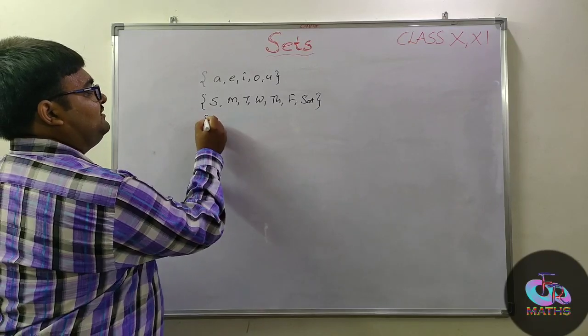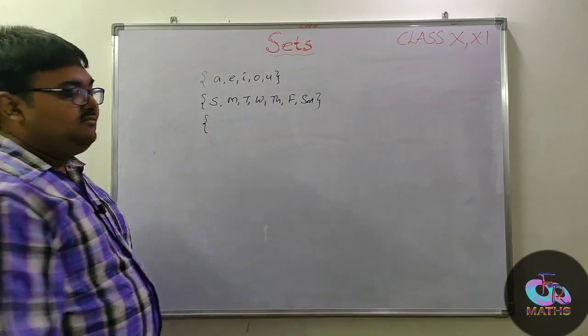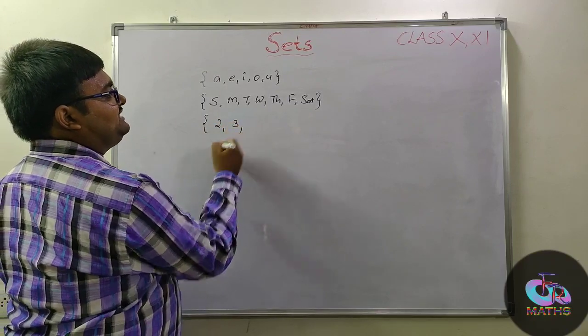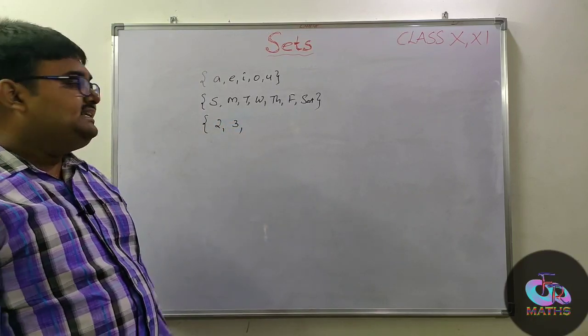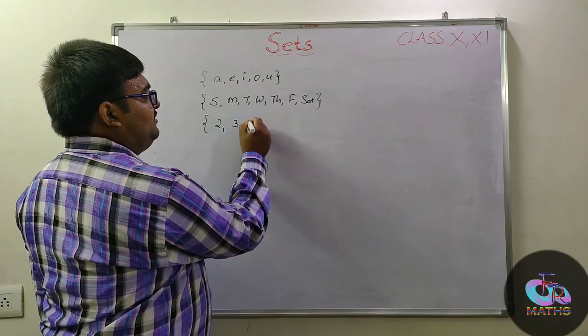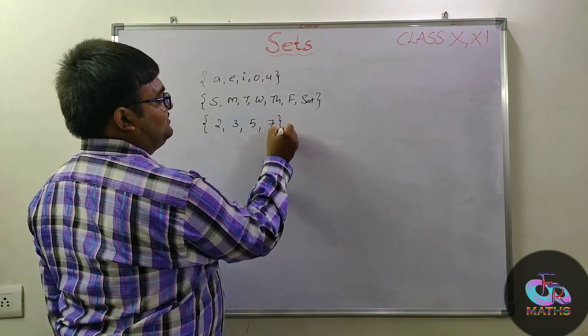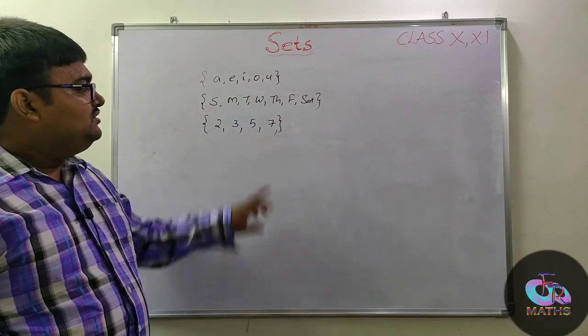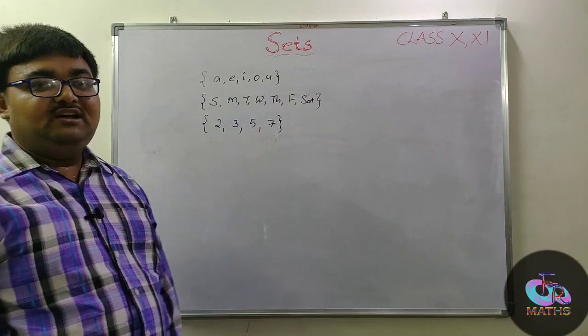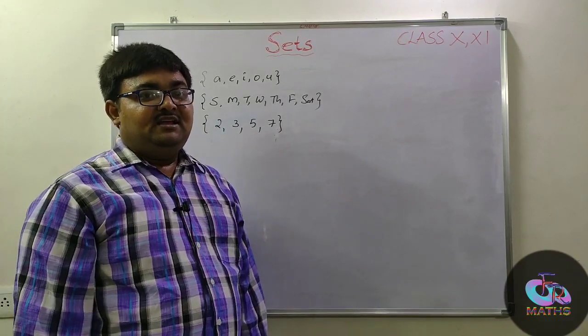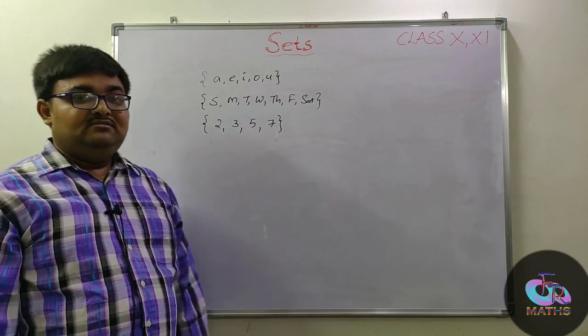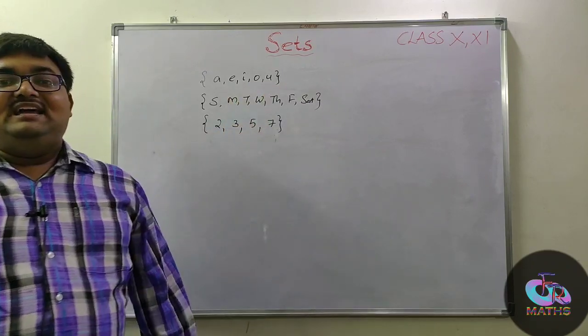The same way, prime numbers less than 10. If you are asked to find the prime numbers less than 10, what are they? 2, 3, 5, 7. So these are the 4 prime numbers which we have less than 10. Now if you clearly observe, these are all called sets.